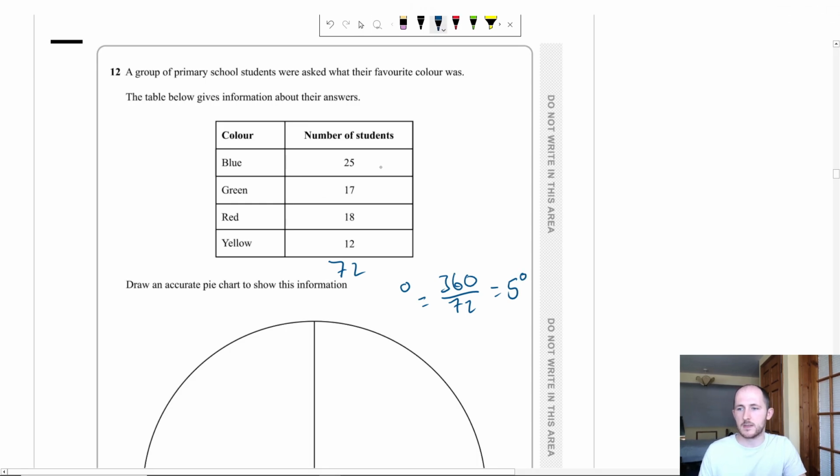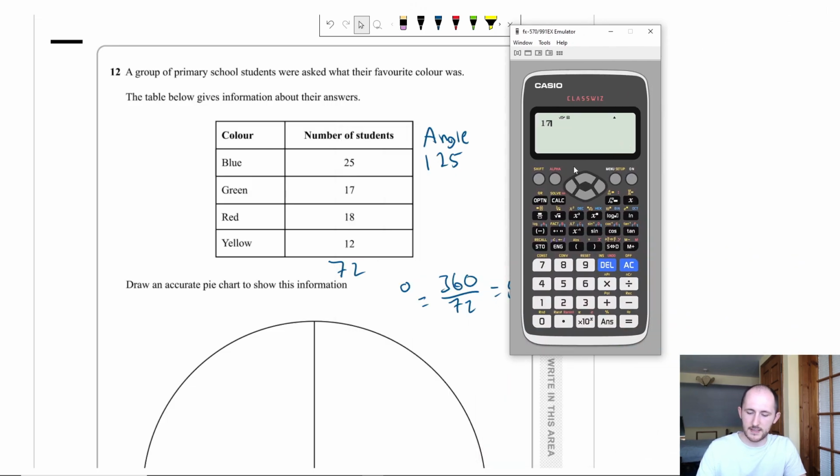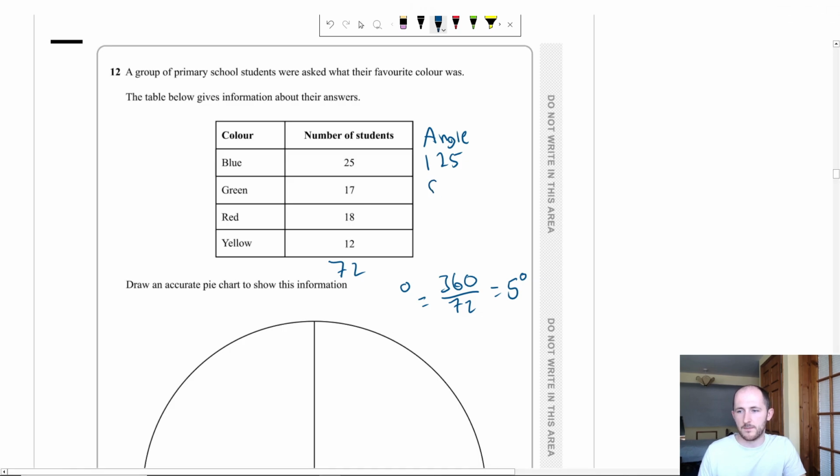So now all we need to do is work out the angle which each of these colours will get. So we're going to do 25 times 5, which is 125. We're going to do 17 times 5, 85, and then so on. 18 times 5 is 90, 12 times 5 is 60. So that is what all of these colours should get in terms of our angle.